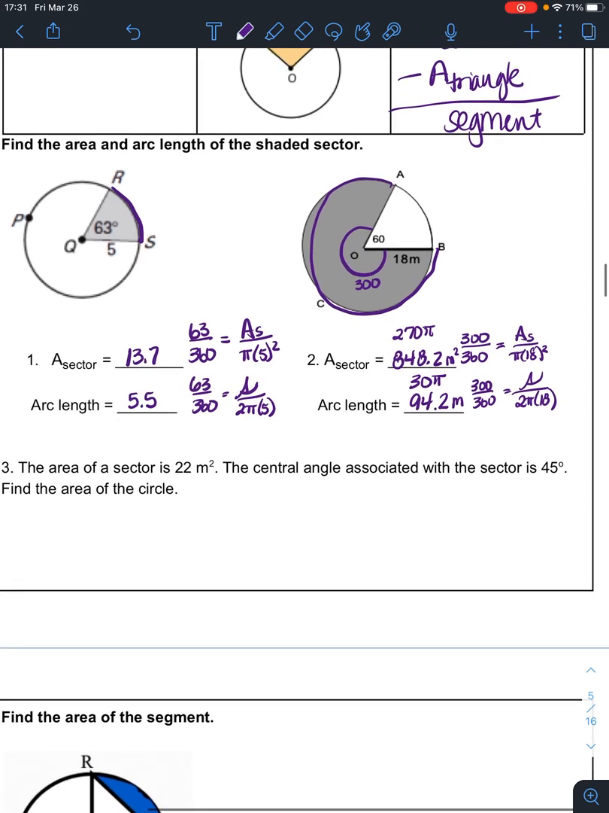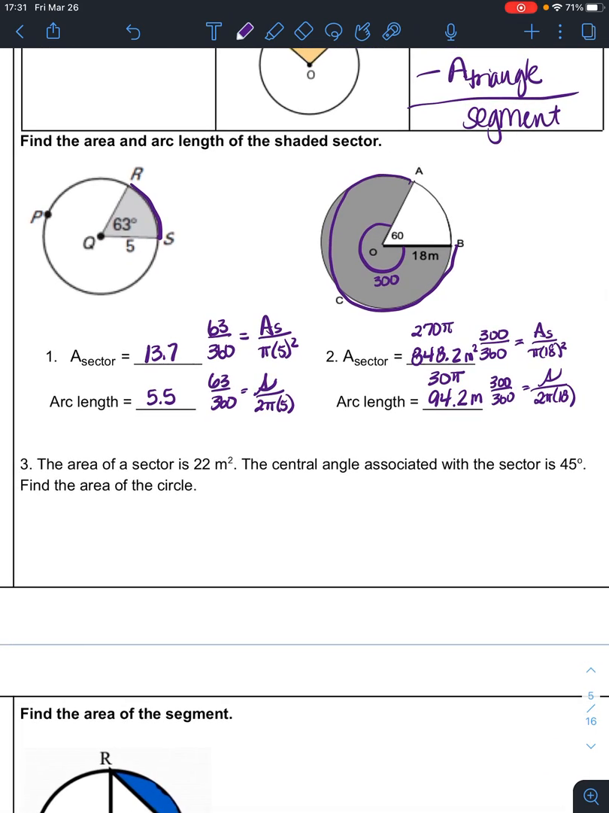Okay? Number 2, the area of a sector is 22 meters squared. So the area of the sector, that's our A sub S, or whatever variable you want to assign to it. The central angle associated with the sector is 45, so we're going to use that for theta. Find the area of the circle. So I use my same formula. Theta over 360 is equal to the area of the sector over the total area.